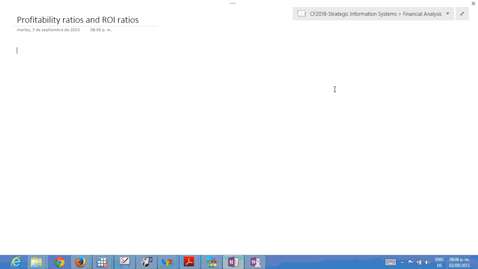Okay, let's see the main profitability ratios and return on investment ratios. The first one is what is called ROA, right? Return on assets. Okay, just by looking at the word, we can remember the variables of the financial statement. Then return on assets is just simply dividing two variables.